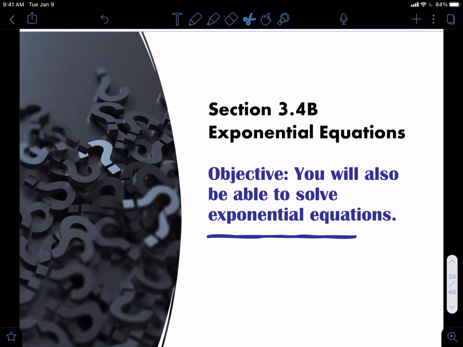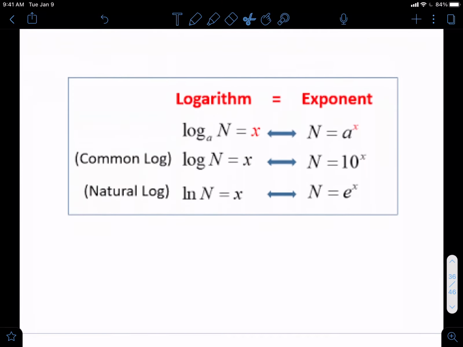Today we're going to be talking about section 3.4. This is really like day 2 or B. Our objective is that we're going to be able to solve exponential equations. So let's take a look at how this goes.